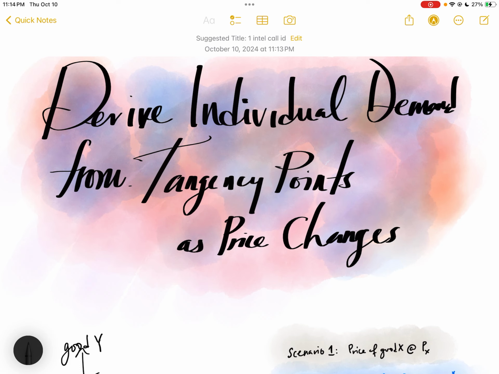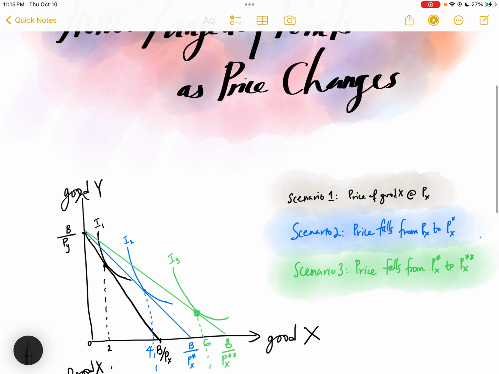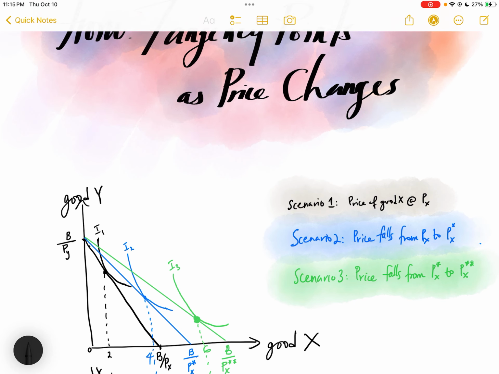Deriving individual demand from tangency points as price changes. In a previous video, I showed you that as price increases, there is a shrinkage in the area we can afford. Now, in this particular example, I show you that price falls. So as prices fall, we can expect an expansion in the area we can afford, right?